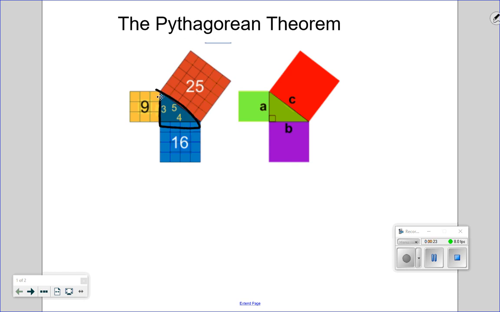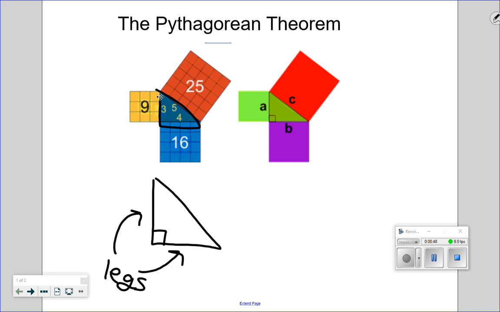And what the Pythagorean Theorem says is that for any right triangle, the squares of the two legs, the two sides that are making the right angle, are equal to the square of the third side, the hypotenuse. So just a quick review of some vocabulary here. For any right triangle, there are two sides that create that right angle, and we call those the legs of the right triangle. There's a third side that's across from the right angle, and that's called your hypotenuse.